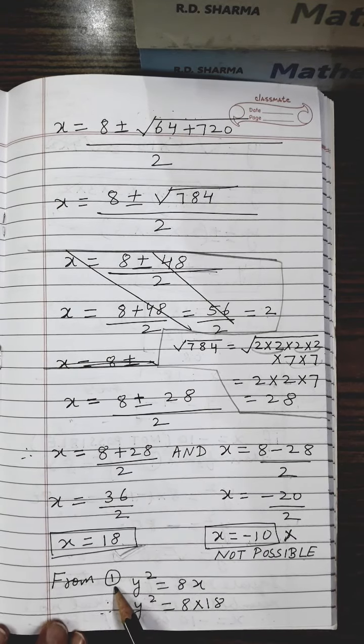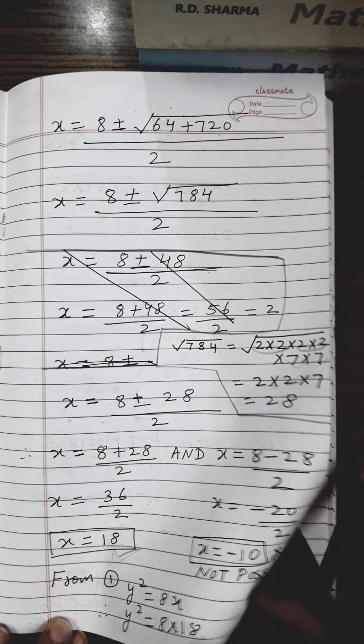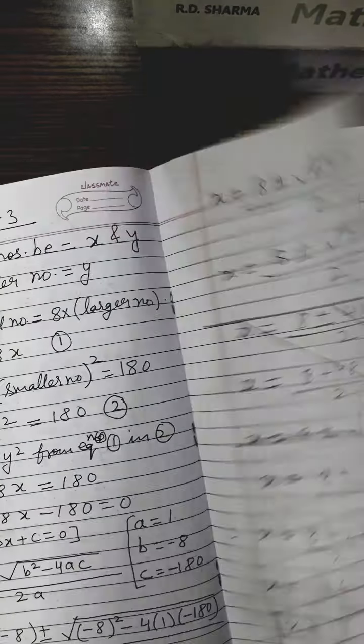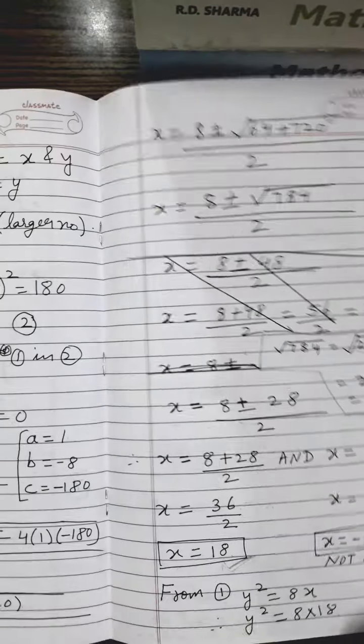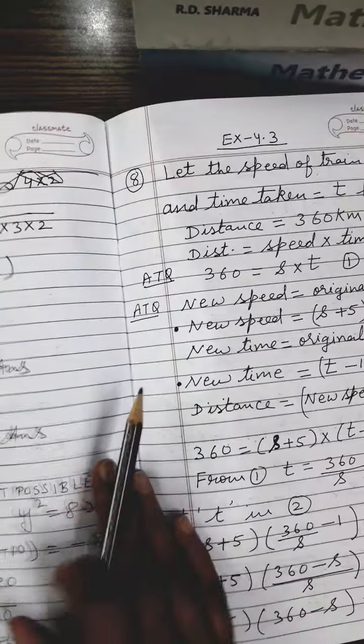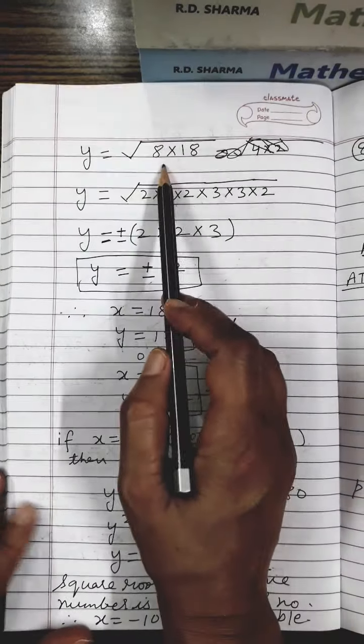What was your equation number 1? Equation number 1 was y square equals 8x. So I will substitute this value of x in this equation. So what do I get? y square equals 8 into 18. So y will be the square root of 8 into 18.